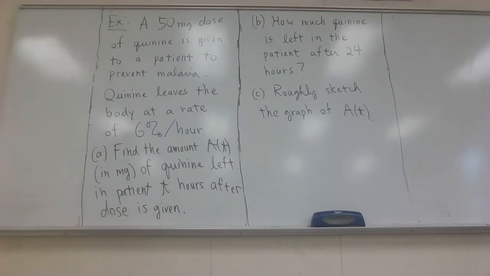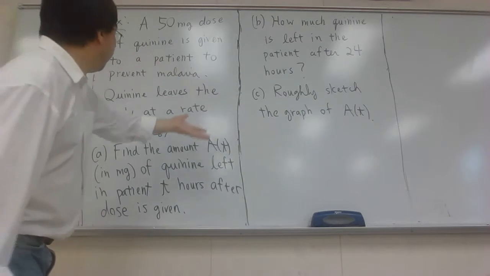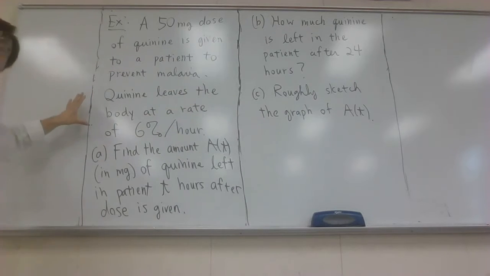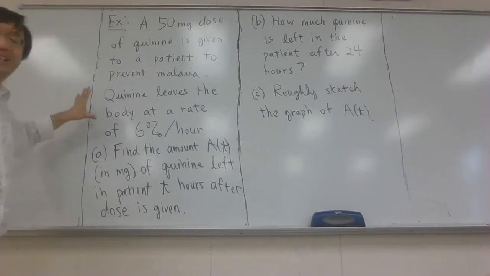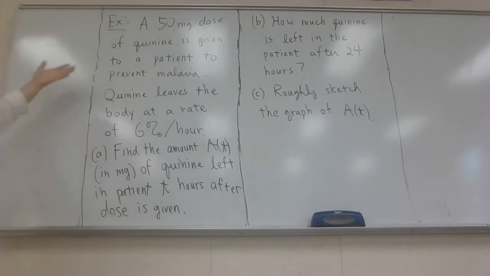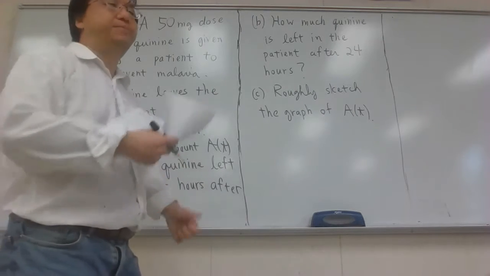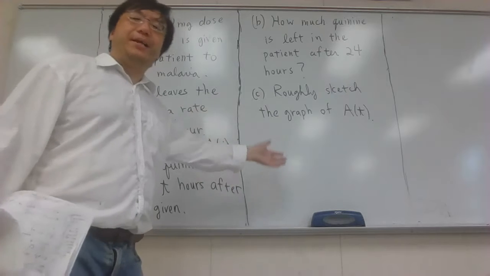And we have an interesting fact over here. This is probably an interesting experimental fact: we know that this drug, quinine, leaves a person's body at a rate of 6% per hour. Okay, so that's the scenario. The person gets an initial dose of the drug, and then it starts leaving his or her body in various ways.